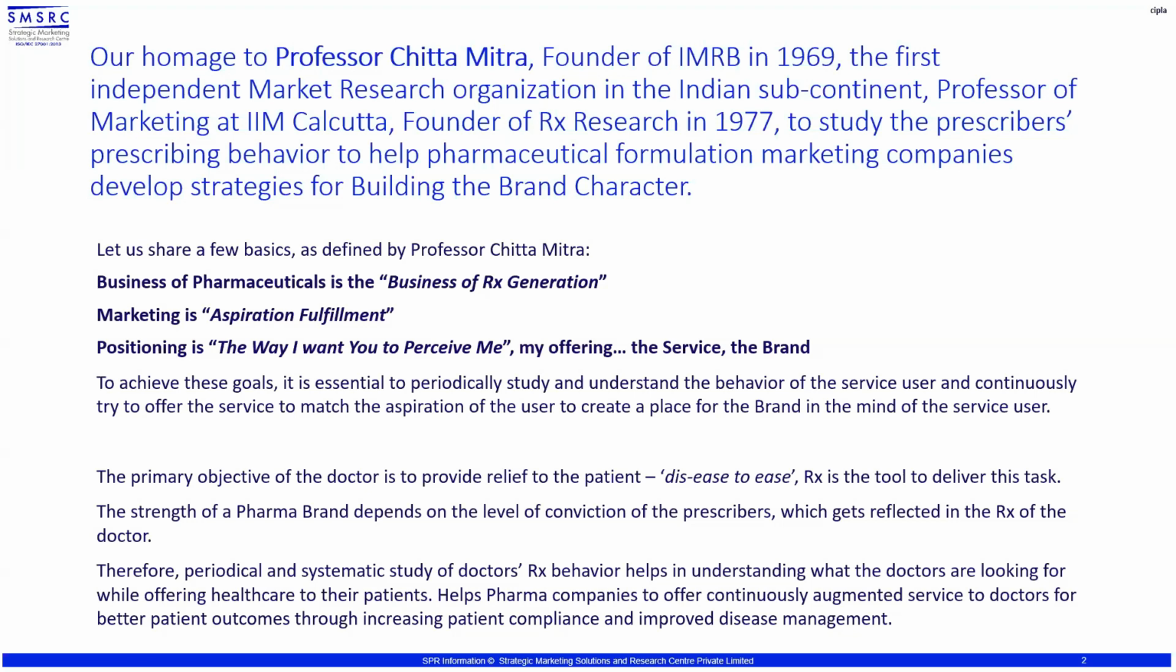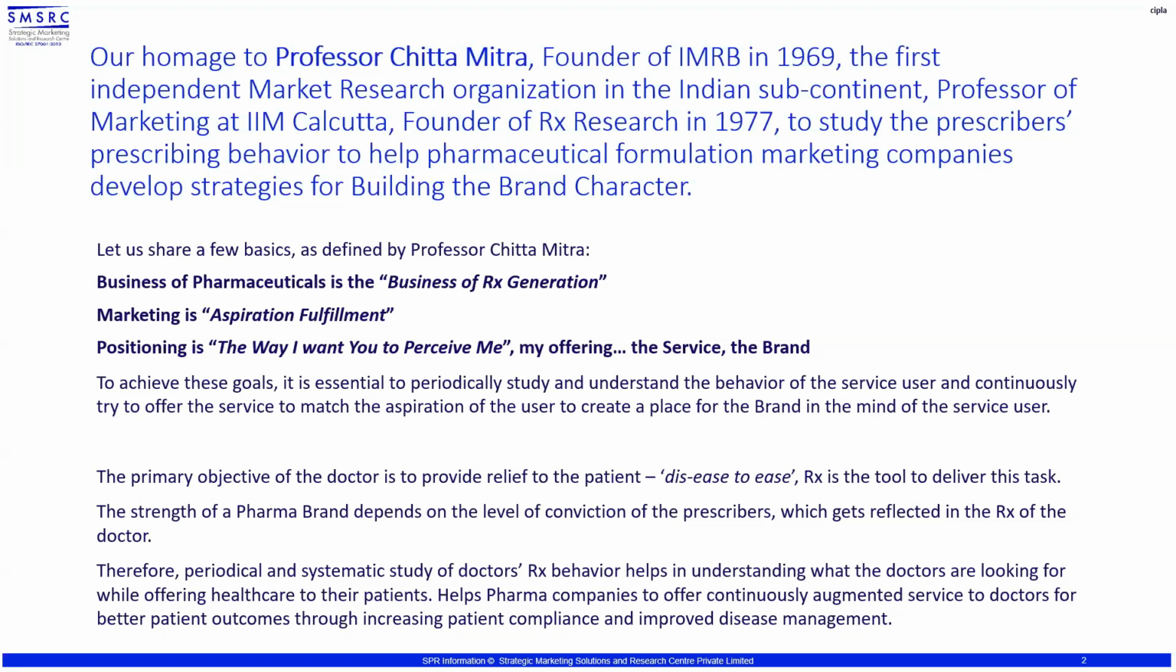And since then, along with, of course, the legendary Professor Tarun Gupta, who was heading marketing at Glaxo in those days, both of them together tried to understand the behavioral sciences of doctors' prescribing behavior, to help the pharmaceutical formulation marketing companies develop strategies for building the brand character. Let us share a few basics that I have learned since my childhood days from Professor Sanjoy Mitra.